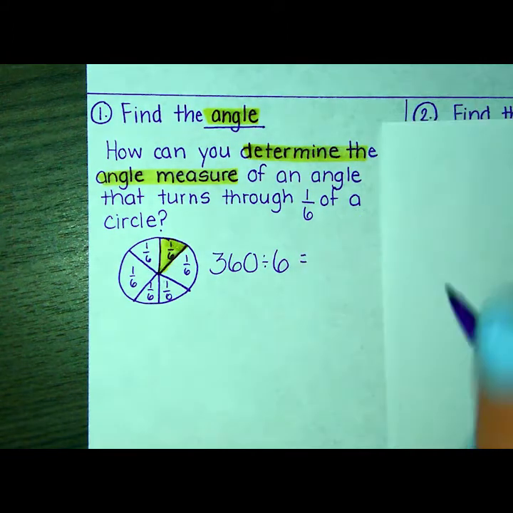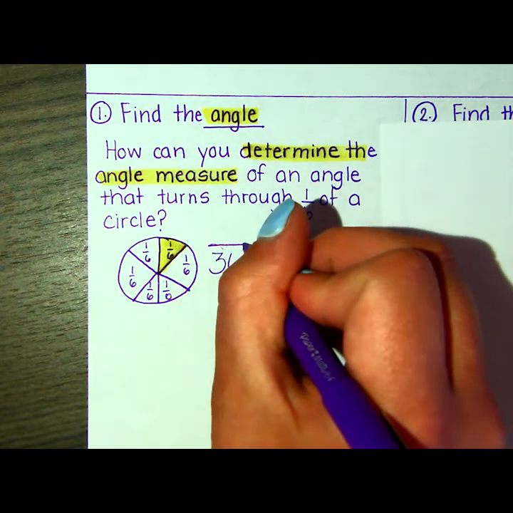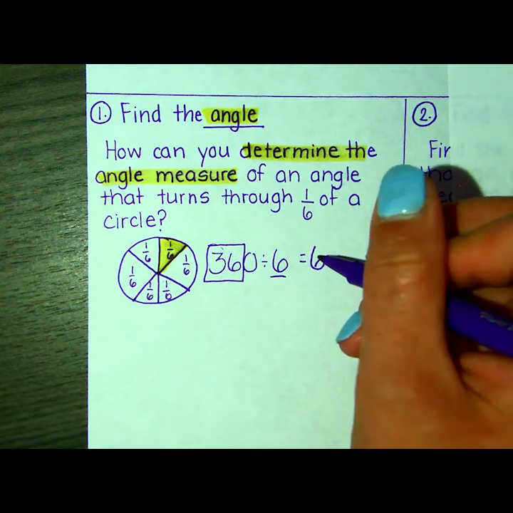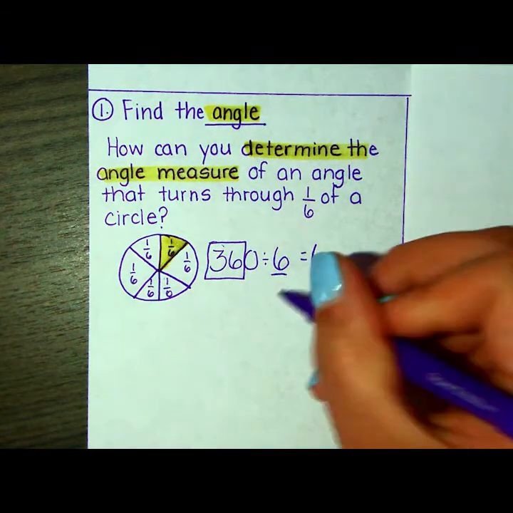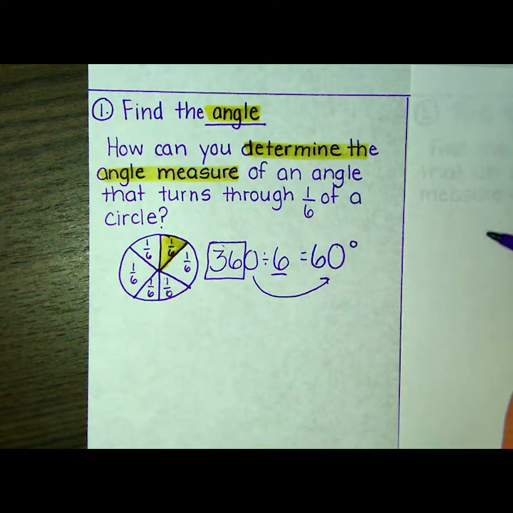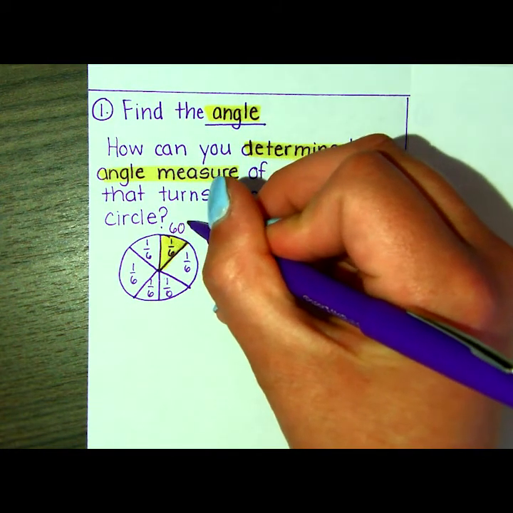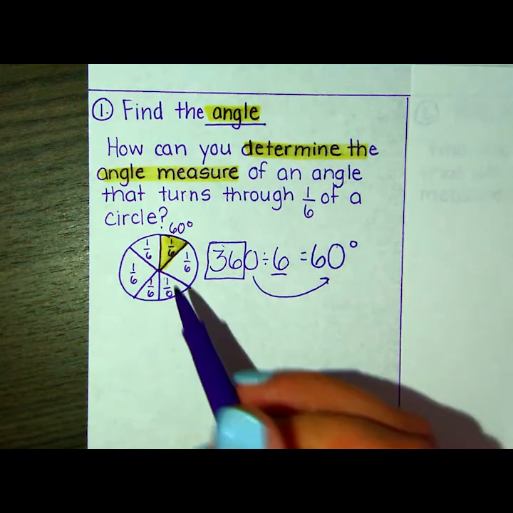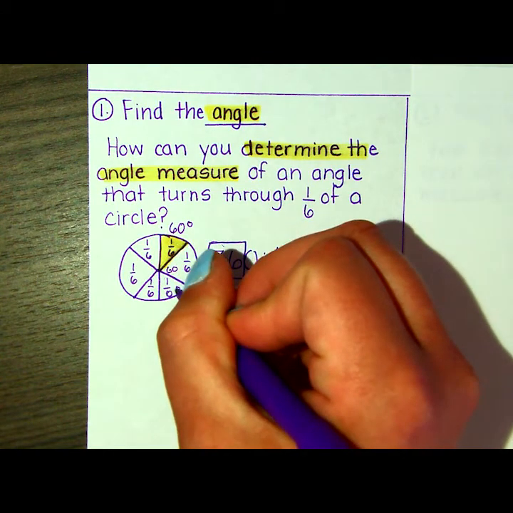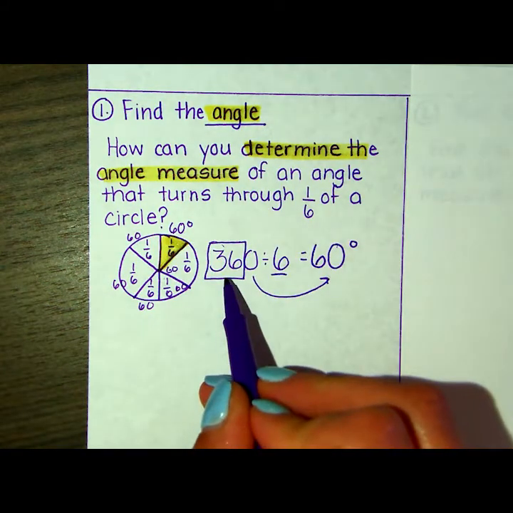Now, I don't know that division right off the top of my head, but I kind of see a basic fact there. 6 can go into 36 6 times. Then I'm going to bring over my 0 for a quotient, or an answer, of 60 degrees. So I know that just one of these sections is equal to 60 degrees. Now, that makes sense because if I filled in all 6 of these parts with 60 in each, and you add those together, they, of course, equal 360 degrees.